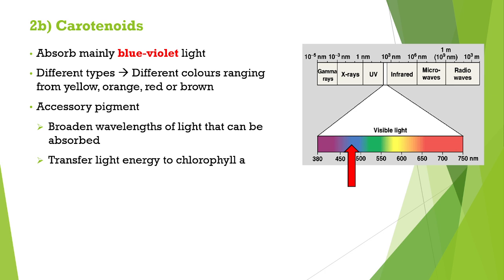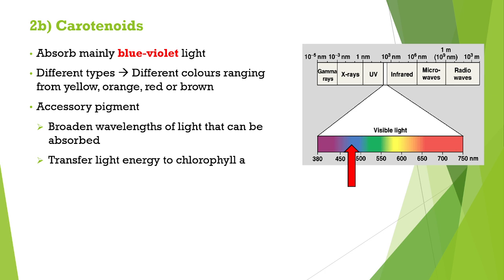So sometimes when we see leaves, especially with different colors or different shades of green, or within the green color, there are some spots that have different colors. Those usually are due to the carotenoids.